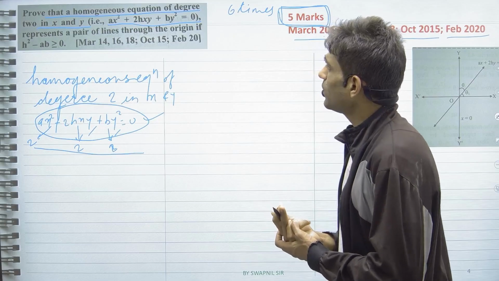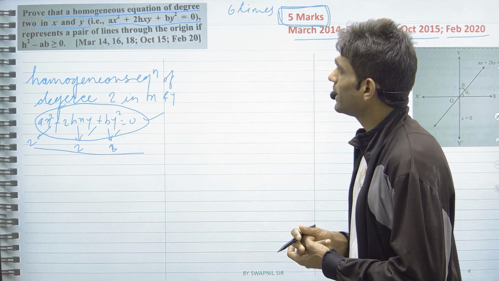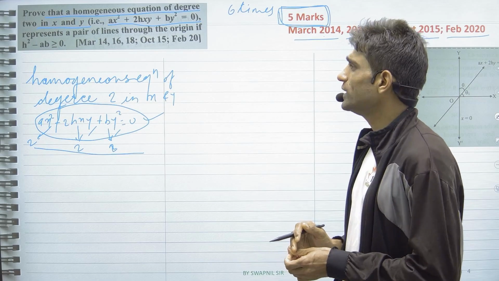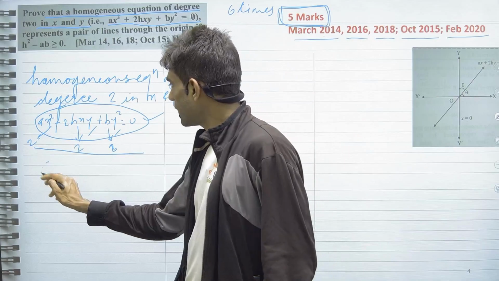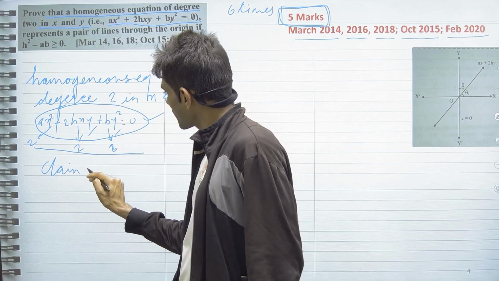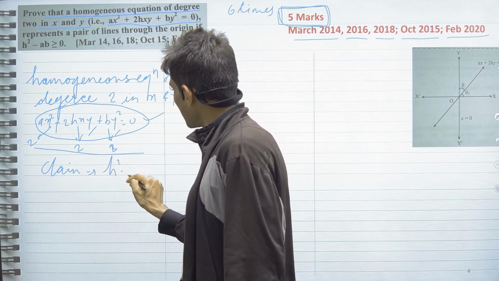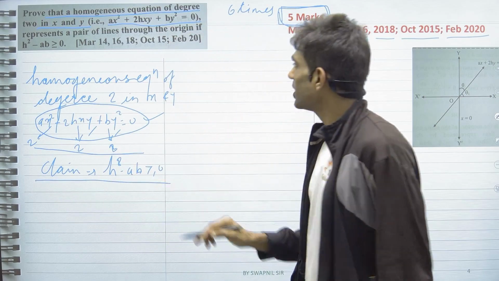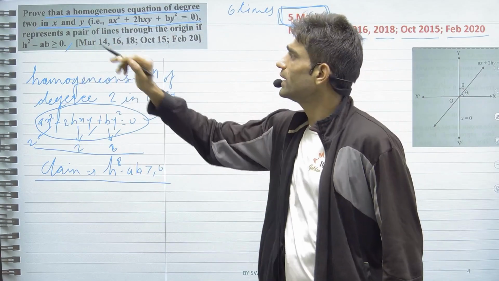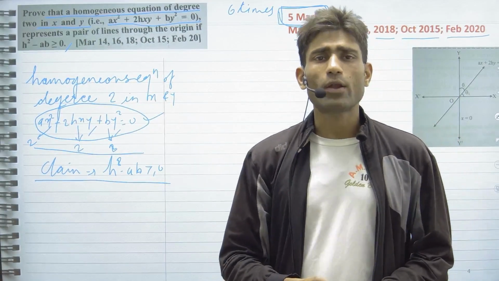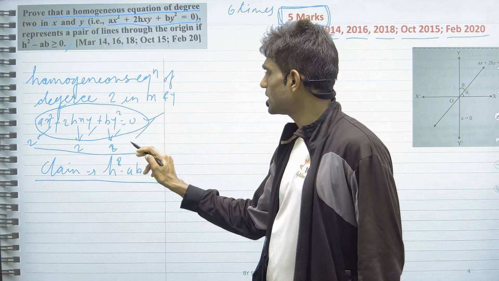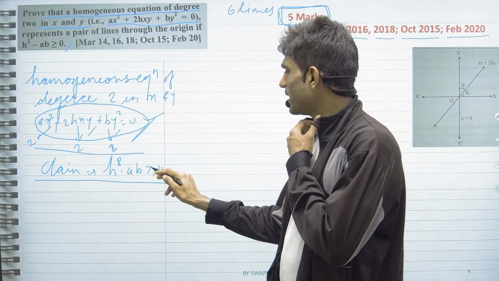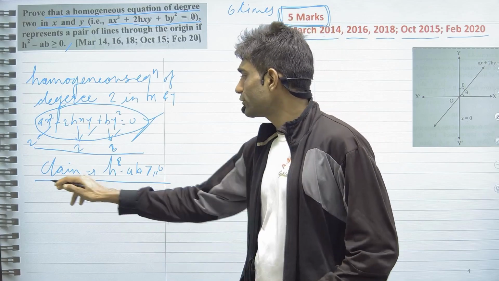Then we have to prove our claim. What we have claimed is that it represents a pair of lines through the origin if and only if h square minus ab is greater than or equal to 0. When h square minus ab is greater than or equal to 0, then and only then it represents a pair of lines. So let's go for the proof.